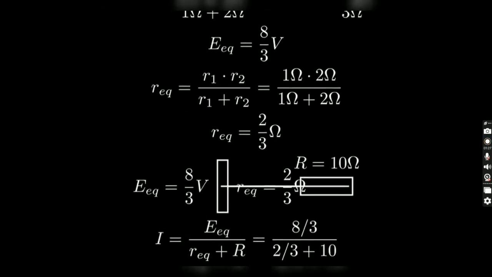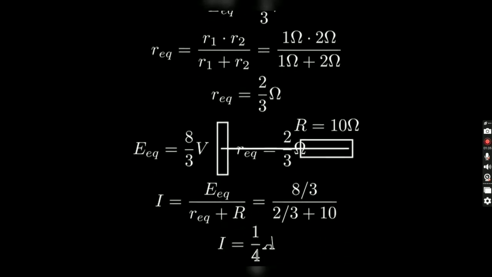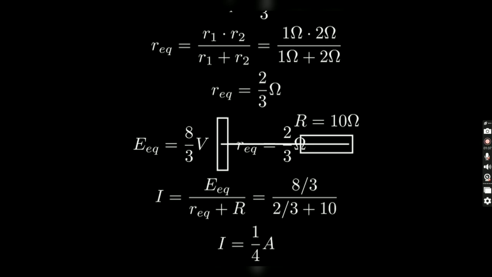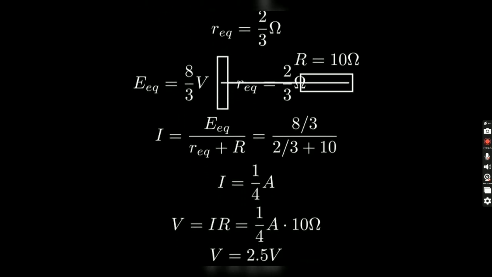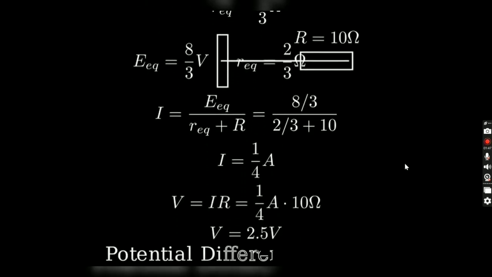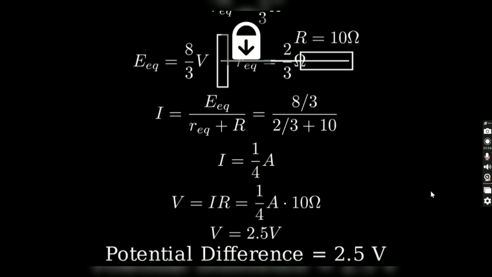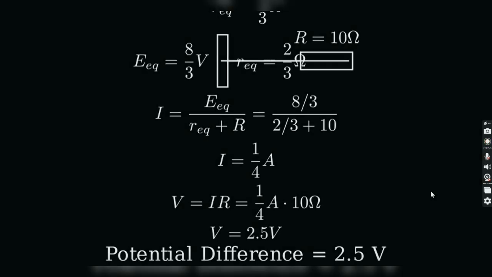Current equals EMF divided by total resistance. The total resistance is the sum of the equivalent internal resistance and the external resistance. This gives us 1/4 ampere. Finally, to find the potential difference across the 10 ohm resistor, we multiply the current by the resistance. This gives us 2.5 volts. Therefore, the potential difference across the 10 ohm resistor is 2.5 volts.